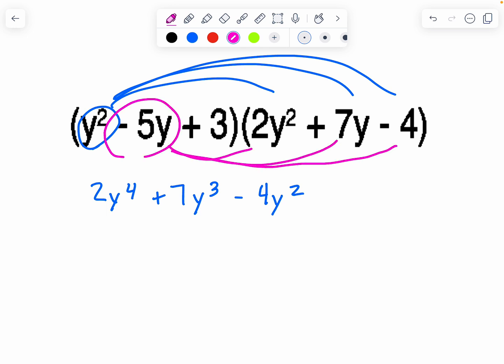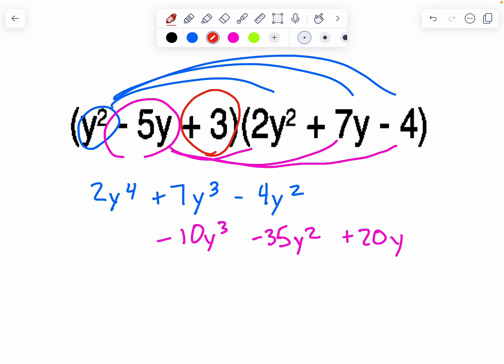And sometimes I think it's easier if we kind of match them up as we go. So negative 5 times 2 is negative 10 y to the 3rd. I'm just going to write it underneath the other y to the 3rd. And I have negative 35 y squared, and then I have a plus 20 y. So I just wrote them underneath the matching pair, and then I distribute this 3.